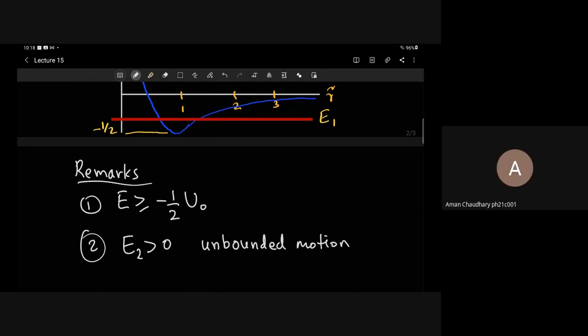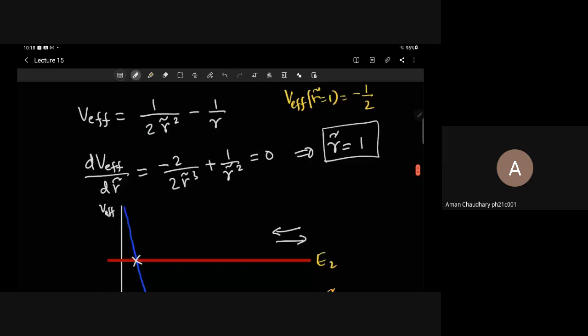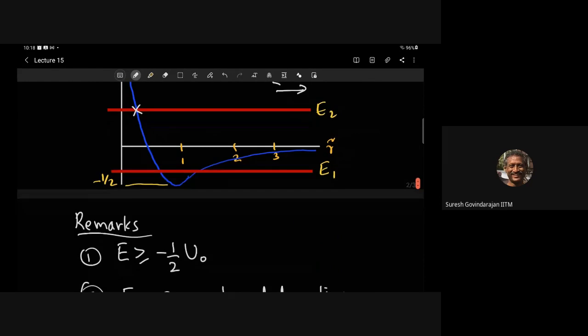Yes, sir. In that expression of V effective, if we put R tilde equals to 1, you get minus half. Yeah, okay. That's what I wrote, minus half. So it's bounded from below, so the smallest value V effective can take is minus half.